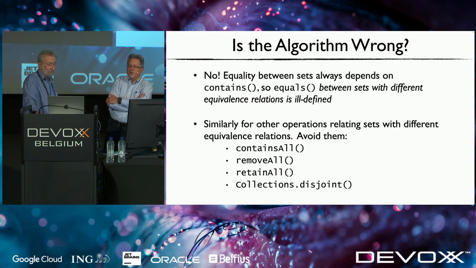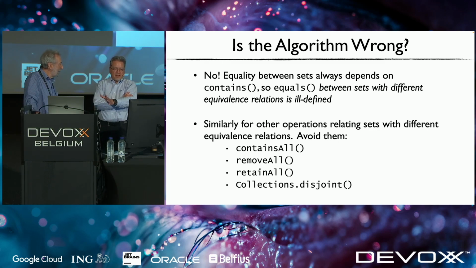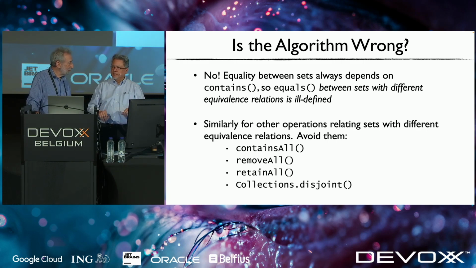I think the problem we're stating here is that we have sets. Java has different kinds of sets in the system, and they use different equivalence relations. What does equality mean in that? Well, in fact, it's ill-defined. If you use equals on sets that have the same equivalence relation, it all works perfectly fine. The problem is when you mix them.